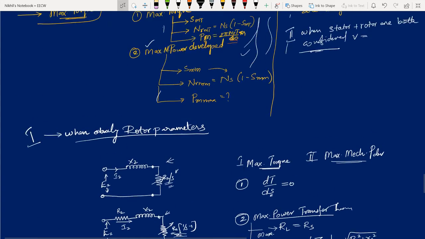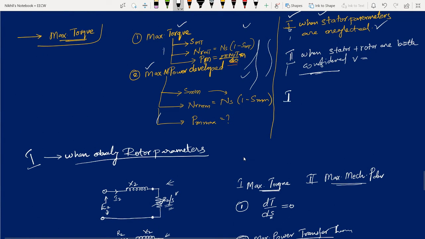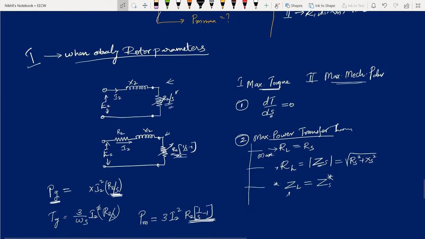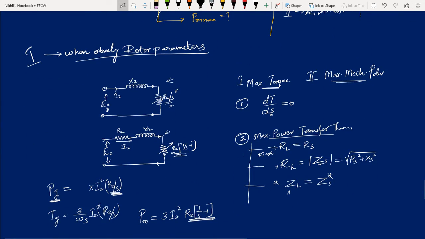According to case 1, only rotor parameters are considered and stator parameters are neglected. That means the parameters given in the question are R2 and X2, only these two. In case 2, all parameters are considered. What are all the parameters that can be given in the question? They will give you R1, X1, and maybe XM, and R2 and X2. So all these parameters. Okay, so now we will see case 1, only when rotor parameters are considered.